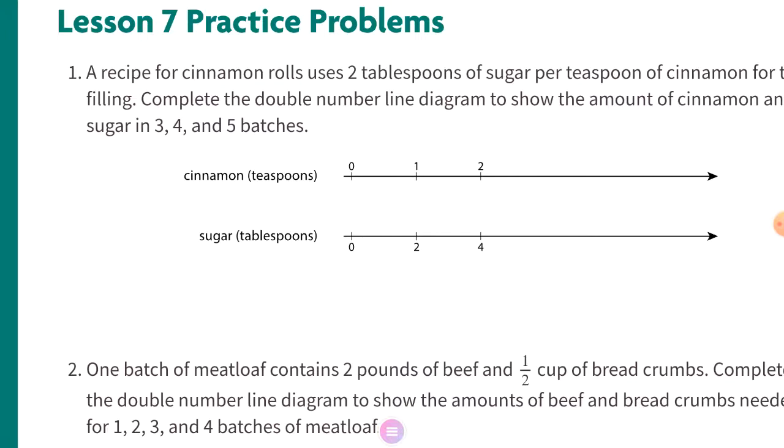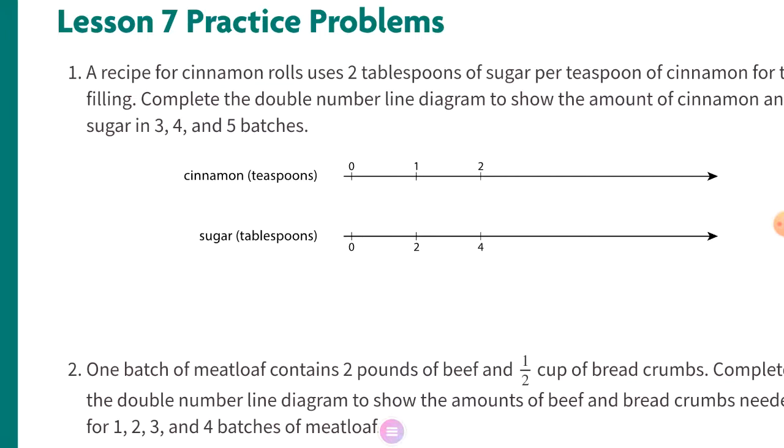So again, I just like you to see it from different perspectives. Every teacher you have could teach it slightly different. It's all essentially the same thing. So number 1, it gave us the ratio of 2 tablespoons of sugar to 1 teaspoon of cinnamon for the filling for the cinnamon rolls.